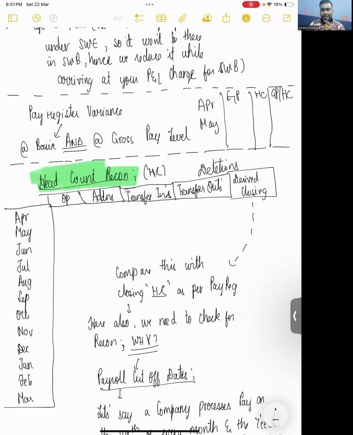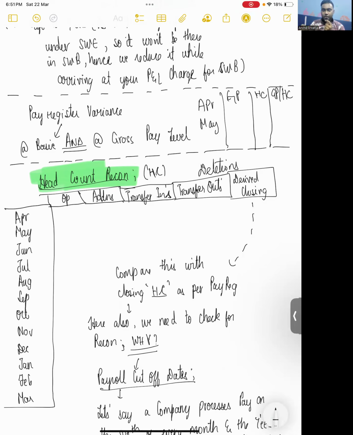So why are we segregating transfer in and transfer out? Let's say you take a group like Tata. Let's say an employee joins Tata Steel on, let's say, 1st April of 2010. Let's say he comes to Tata Motors on 1st April 2017. What will happen is, when he comes to Tata Motors, his joining date will still be 1st April 2010. It won't be 1st April 2017.